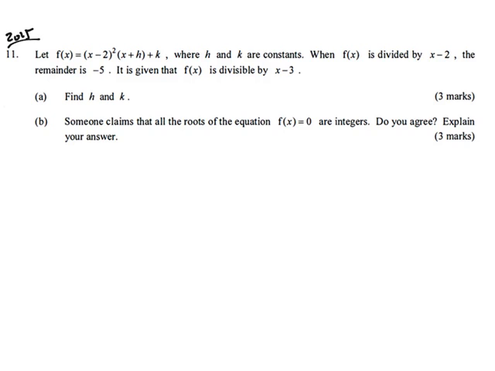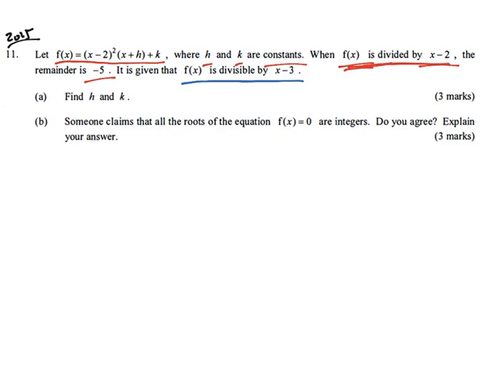2015 Paper 1, Question 11. Polynomial. We have a function with h and k constants. When the function is divided by x minus 2, there's a remainder of -5. Next, f(x) is divisible by x minus 3, so there is no remainder. So we do it one by one.